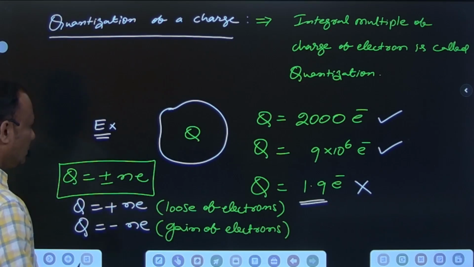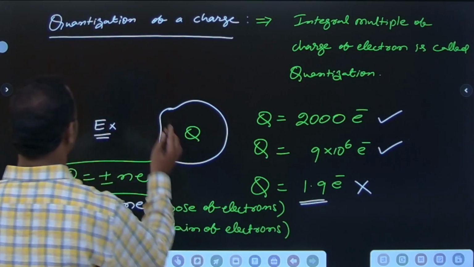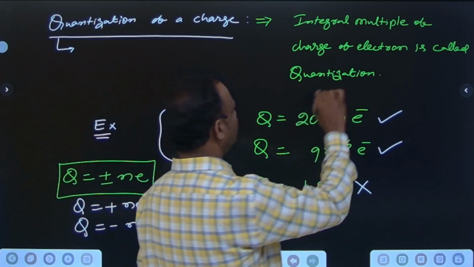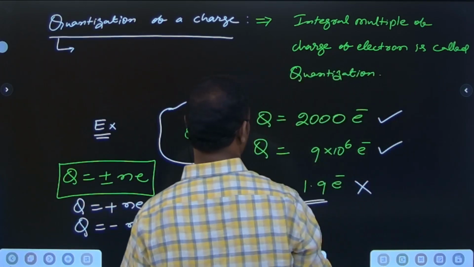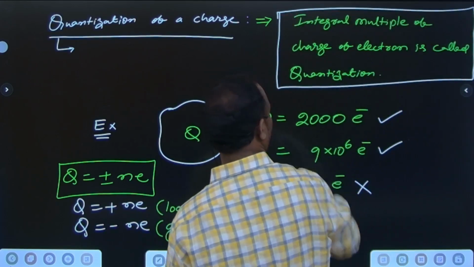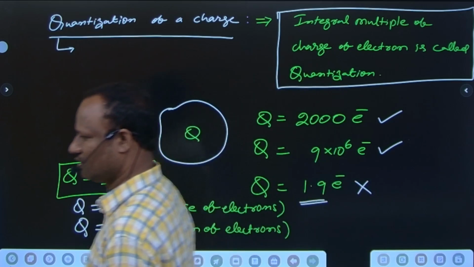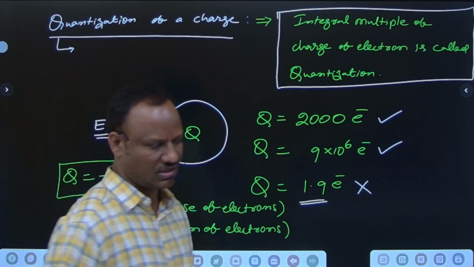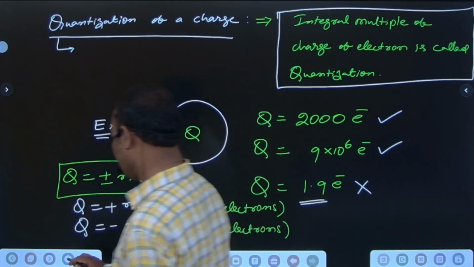Now, how can you define quantization of charge? An integral multiple of the charge of an electron is called quantization of charge. So it's a quantized property. N is an integer. This is quantization of charge, but I'm just taking an example for this.